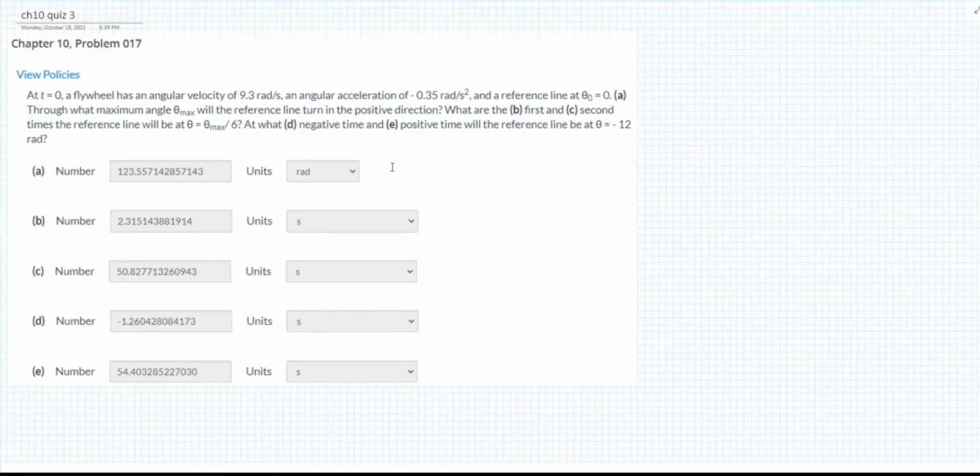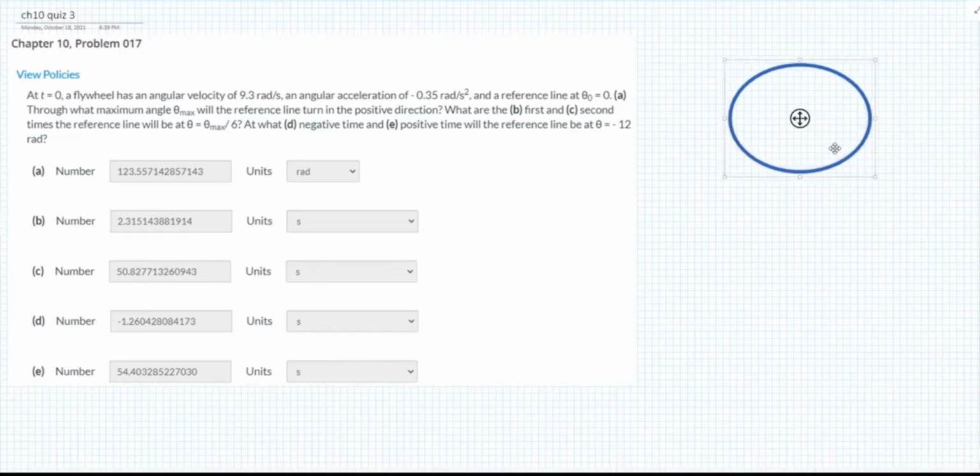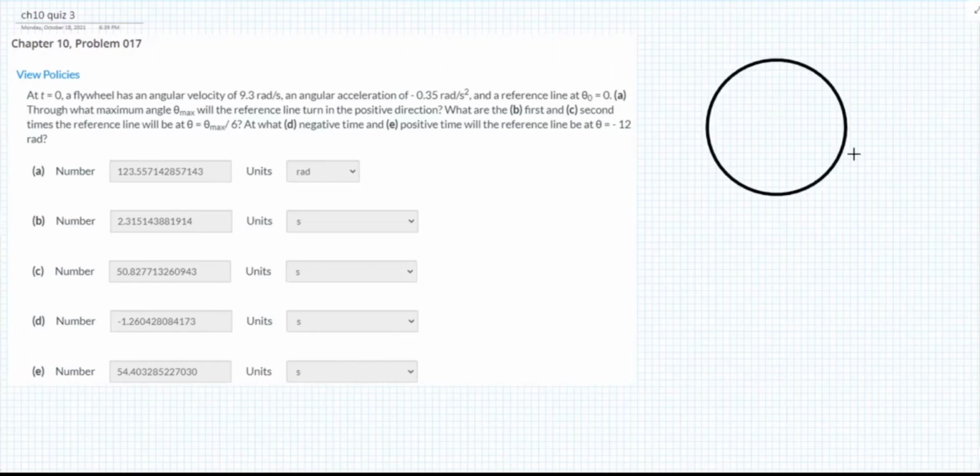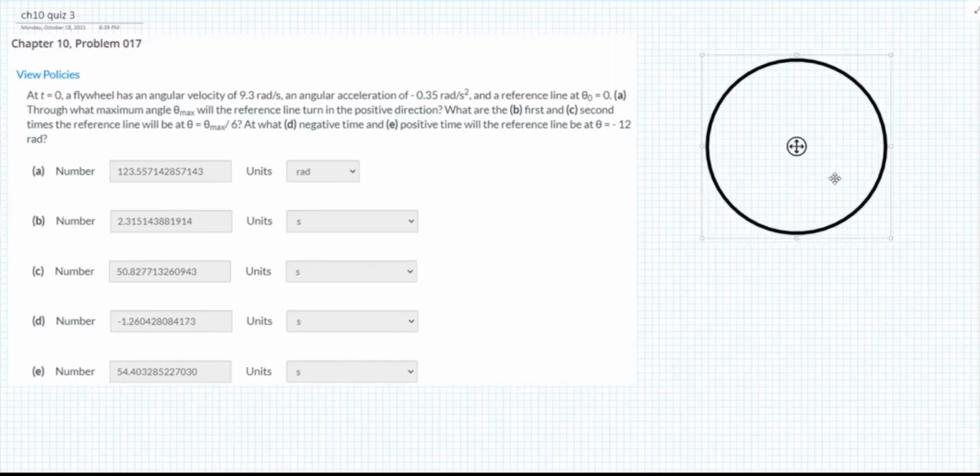A flywheel. So they're coming right out and saying we have a flywheel. Okay. Well, I don't know if it's accurate to say new thinking, but we're getting into some new practices, although we've seen it, so we're recycling some practices. So here's a flywheel right here. There's my flywheel. And then there's a reference line.